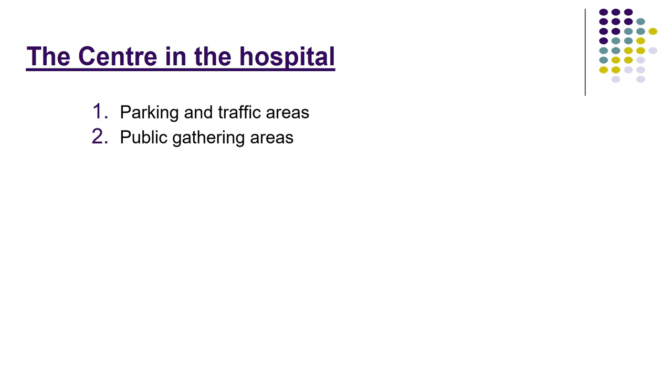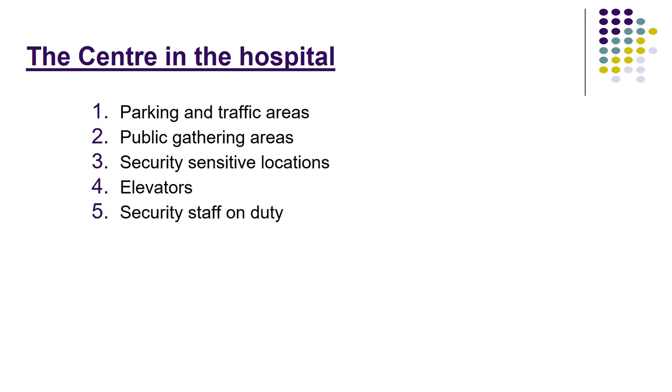The sentry in the hospital. Sentry means the locations where the security guards perform the duty. Okay, number one, parking and traffic area, the security guard performs their duty. Number two, public gathering area. Number three, security sensitive location. Some locations are very sensitive in the hospital, and the security guards sentry in that location. Number four, elevator. The elevator is also controlled by the security guard. It depends on the hospital procedure.